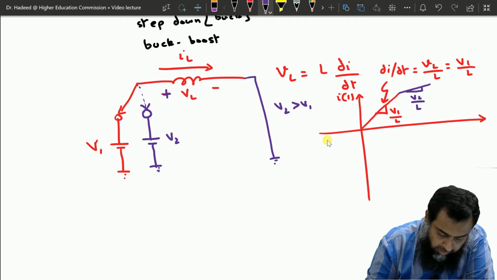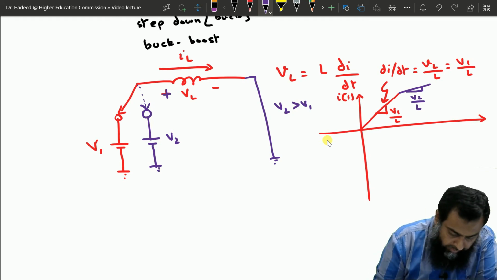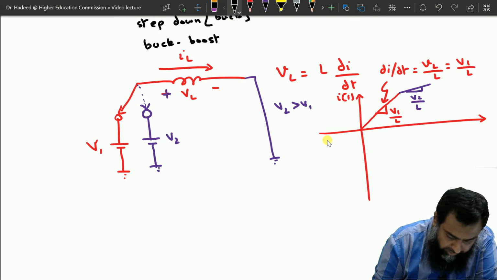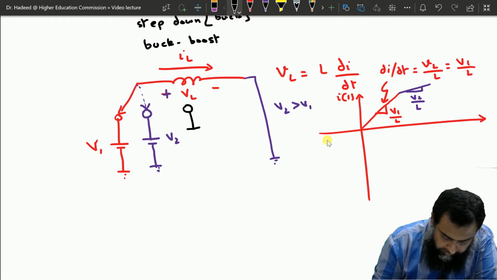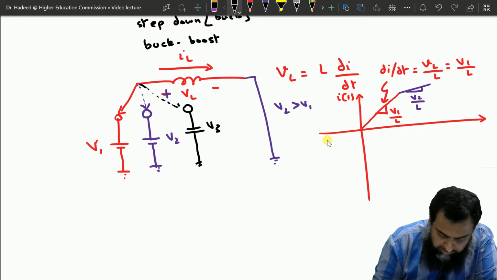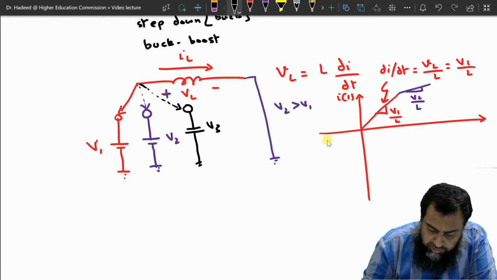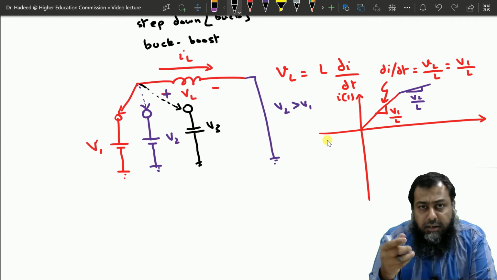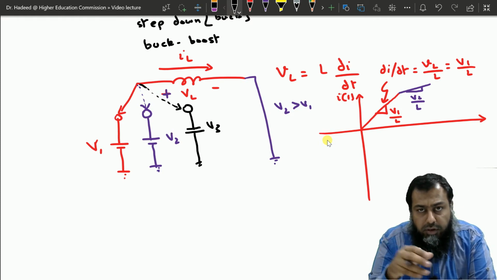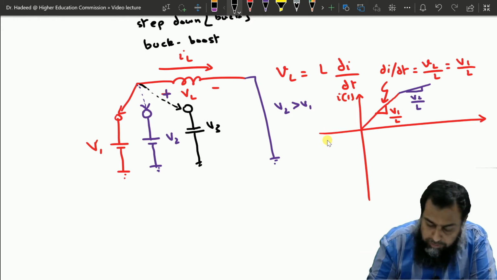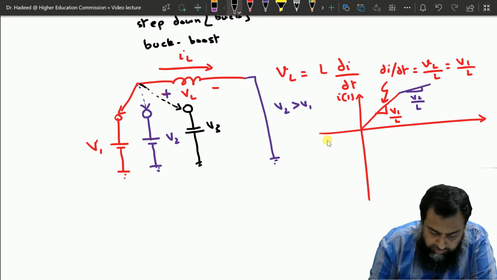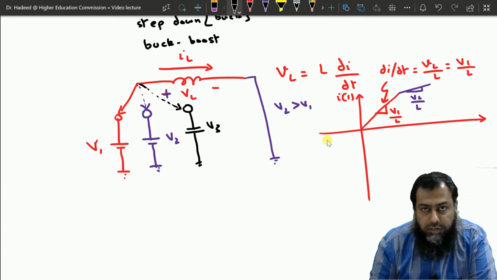L. Now let us assume that we have another voltage here, which is a negative voltage. This is V3, and we connect this inductor with this voltage V3. Now because this voltage is negative, this di over dt shall become equal to minus V3 over L. A negative slope means that the current shall now decrease from this particular point until this inductor is connected with this voltage source V3.